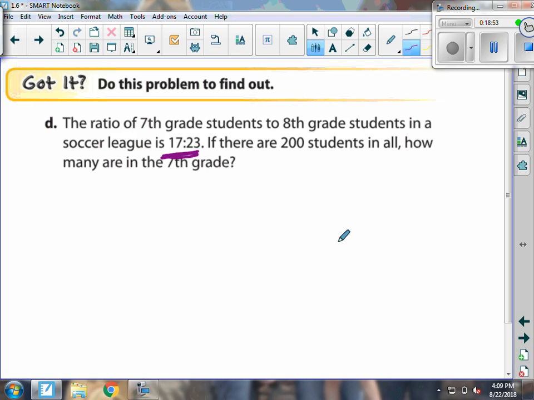So go ahead and pause this and take a moment to try and solve it and figure it out on your own. Okay, I'm going to set up my fractions. So 7th grade students to 8th grade students. If there's 200 in all, how many are in the 7th grade? So this is going to be 17 over 17 plus 23 is equal to x over 200.